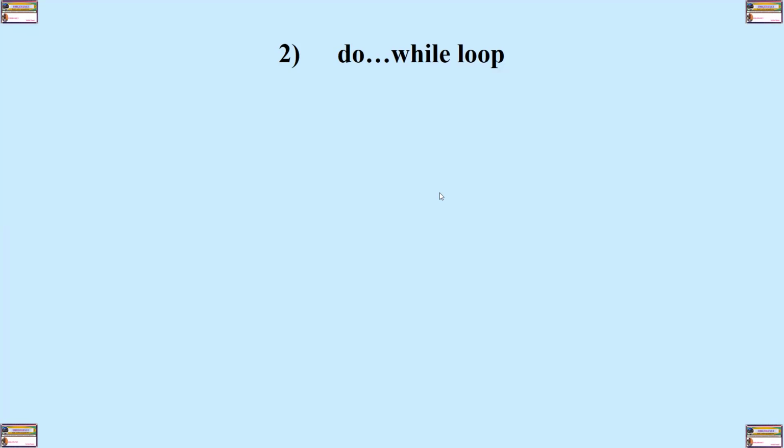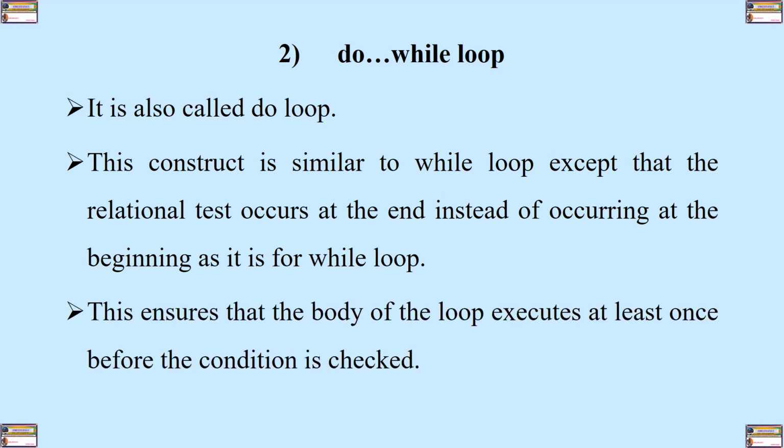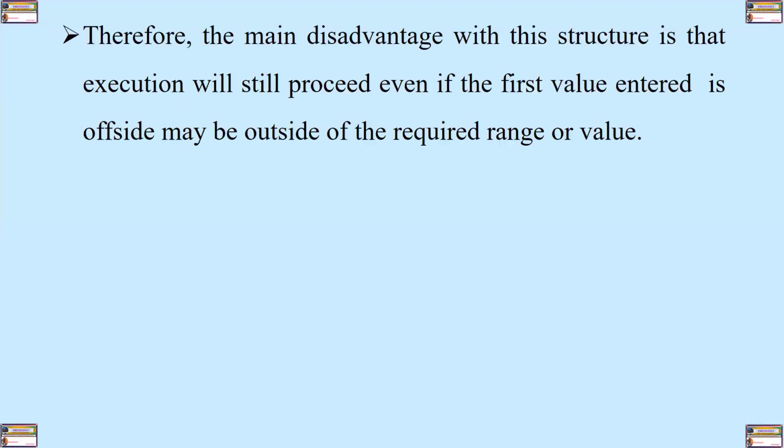The next iterative control structure in C++ is called do while loop. What is do while? It is also called do loop. This construct is similar to while loop, except that the relational test occurs at the end instead of occurring at the beginning as it is for while loop. This ensures that the body of the loop executes at least once before the condition is checked. Therefore, the main disadvantage with this construct is that execution will proceed even if the first value that has been entered is wrong or is outside the range that is required.